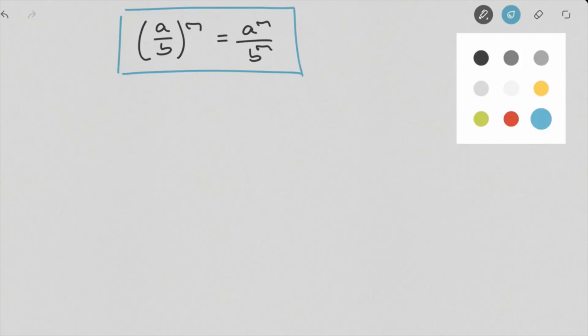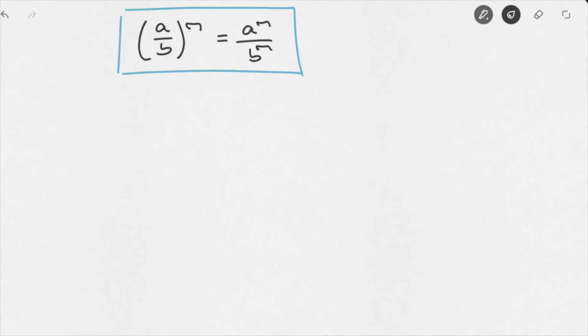And let's see how we could use this. Let's say we had to calculate the following: 2 over 3 raised to the power of 2. Well, using this law we've just learned, we can go ahead and write that this is equal to 2 to the power of 2 over 3 to the power of 2, which is equal to 4 over 9.